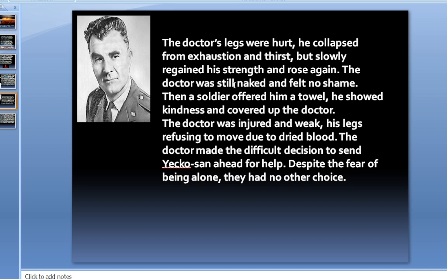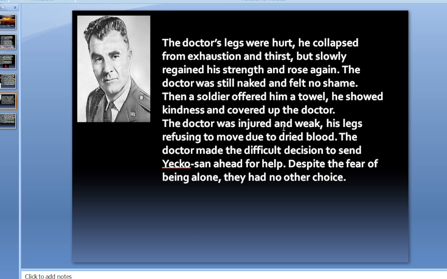The doctor's legs were hurt. He collapsed from exhaustion and thirst, but slowly recognized his strength and rose again. The doctor was still naked and felt no shame. Then a soldier offered him a towel. He showed kindness and covered up the doctor.